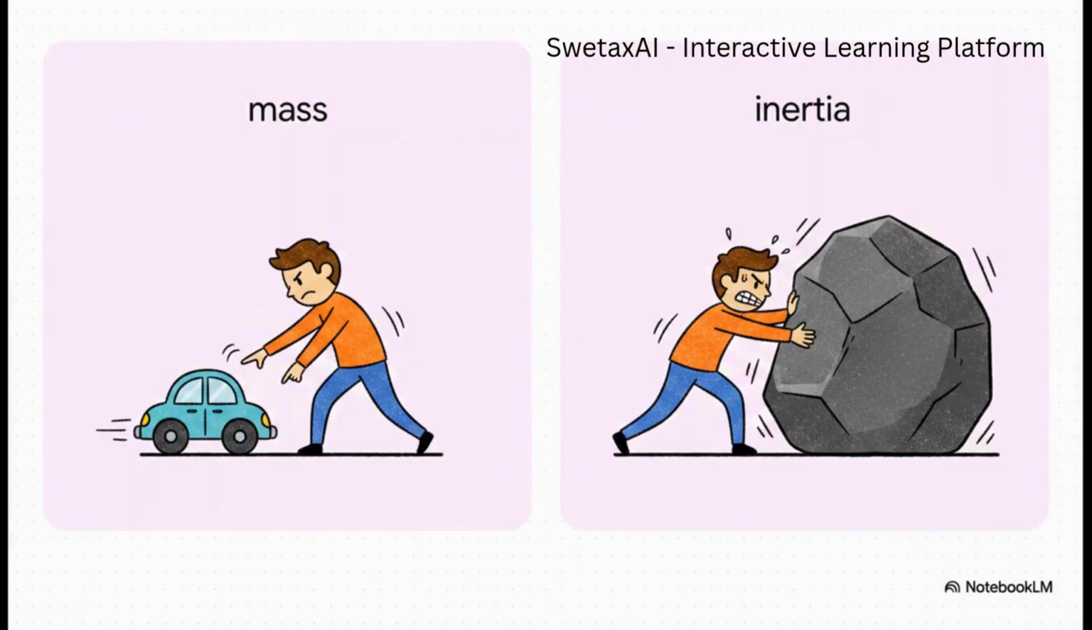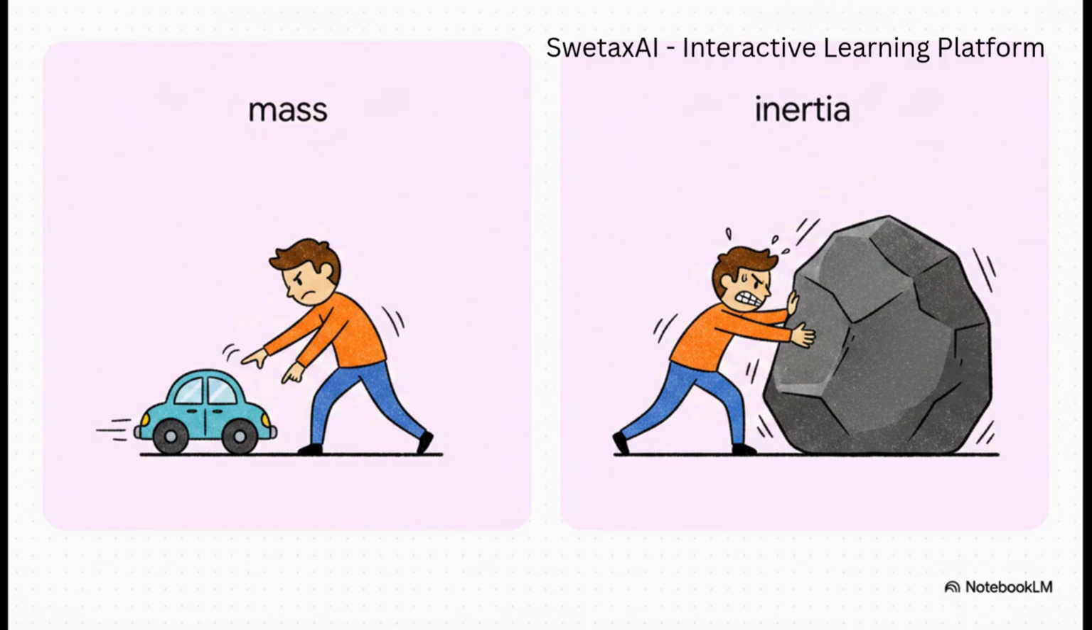Now, you really can't talk about force without also talking about inertia. Inertia is just an object's natural, stubborn tendency to resist any change to its current state. On the slide, we're comparing two types. Inertia of rest basically means a body completely resists moving if it's currently still. On the flip side, inertia of motion means it resists stopping or changing direction if it's already moving.